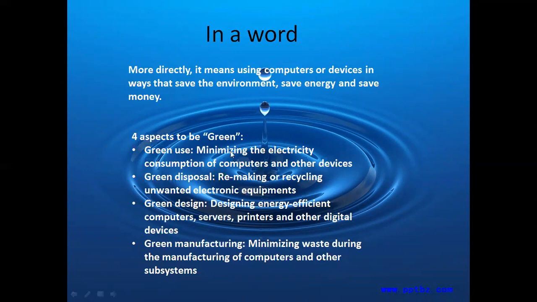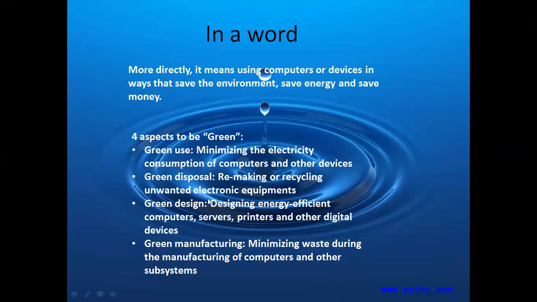Green use is minimizing the electricity consumption of computers and other devices. Whenever you are buying a fridge, there is a rating given on the fridge: 3 star, 4 star, 5 stars. If you use this computer, it will take that much amount of electricity, right? So we can buy such kinds of devices which utilize less electricity.